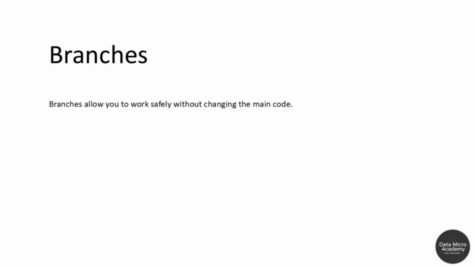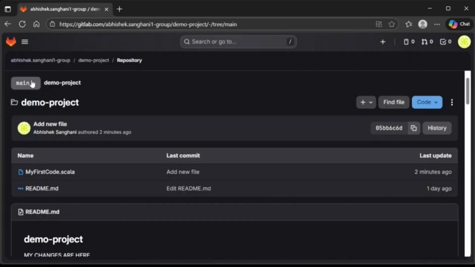Understanding branches allows you to work safely without changing the main code. Currently, we can see here that we are on the main branch. In practical scenarios, we may want to work on multiple features and bug fixes together. However, not all of them will go to production together. There will also be multiple programmers working on the same project. Hence, creating branches allows all the developers and all the features to be worked upon in parallel without accidental overwriting.